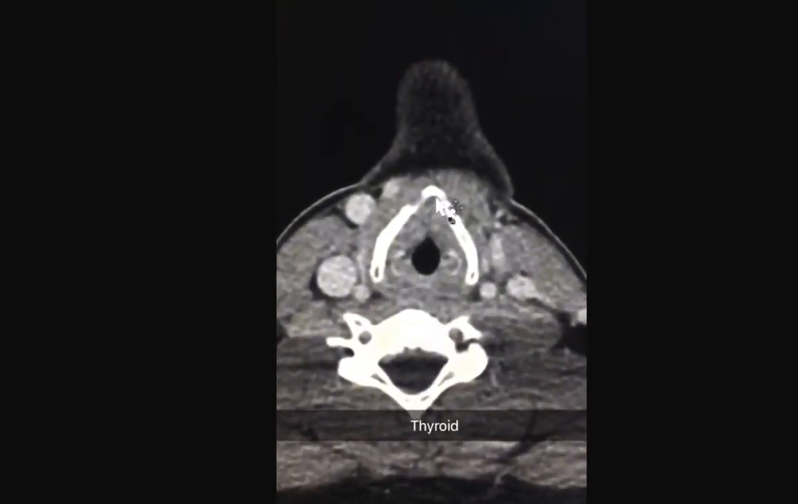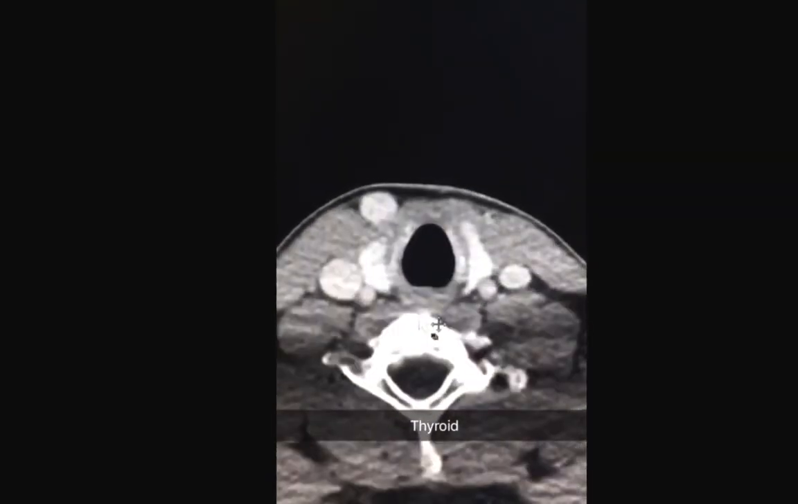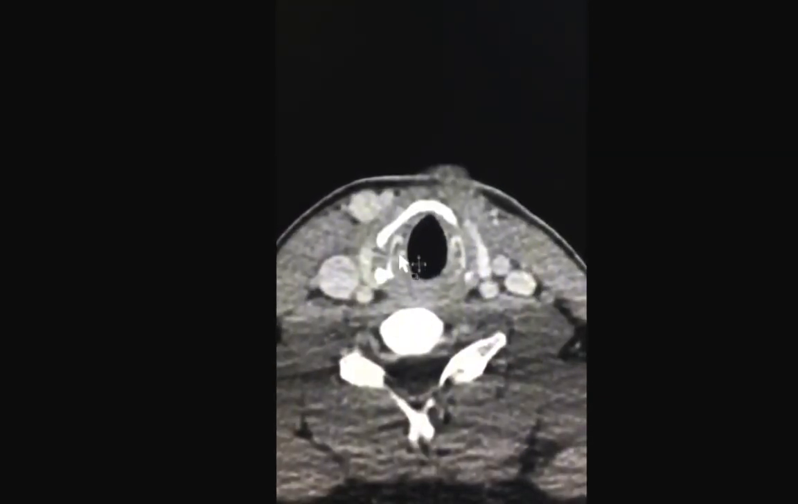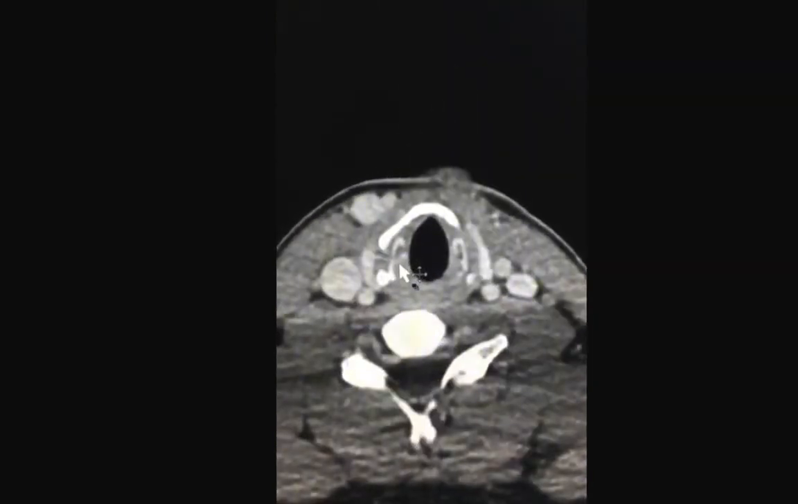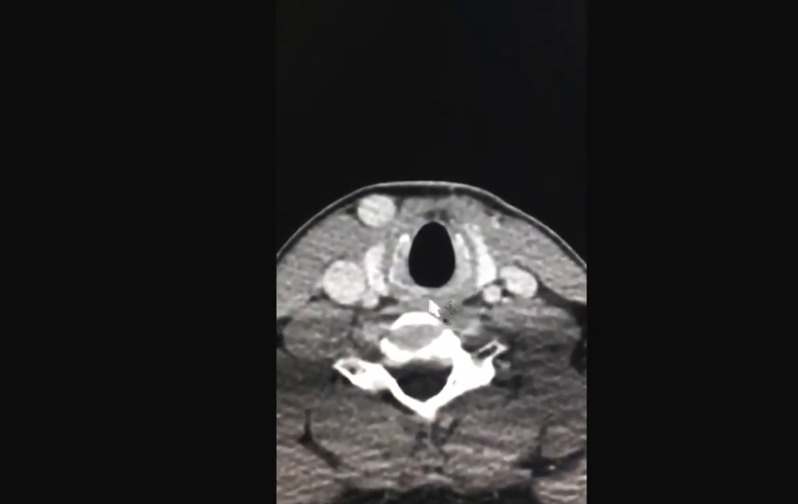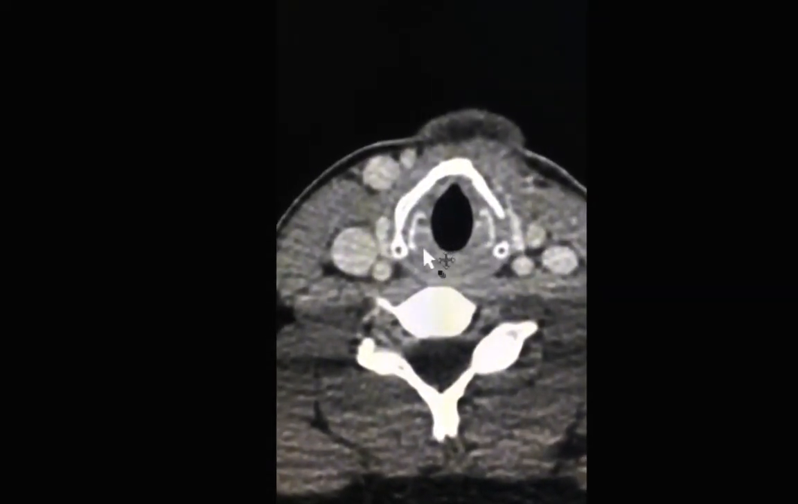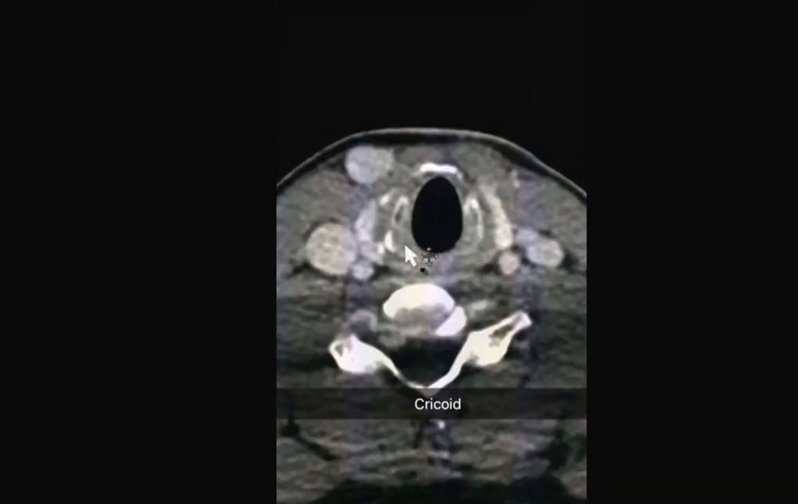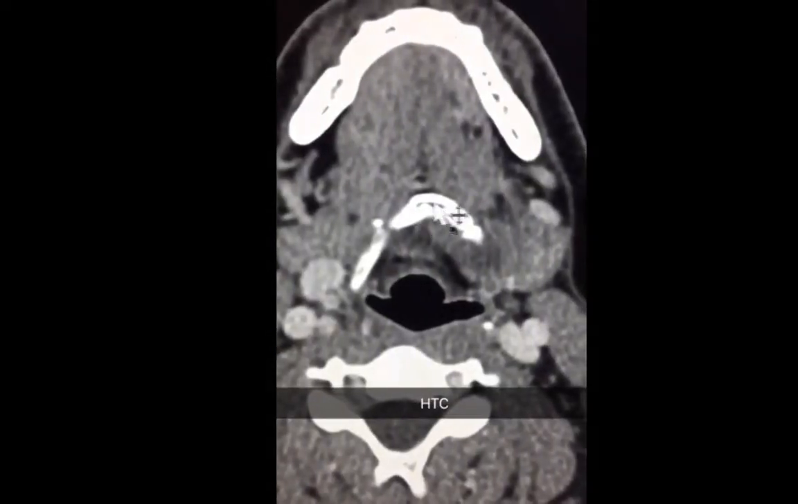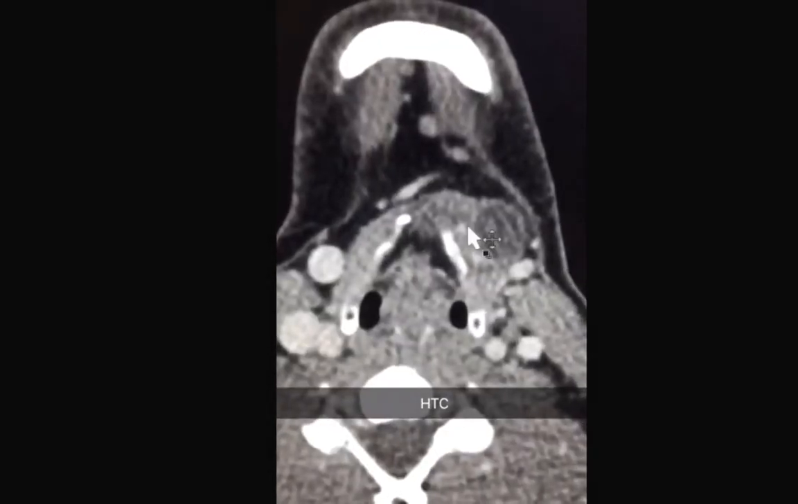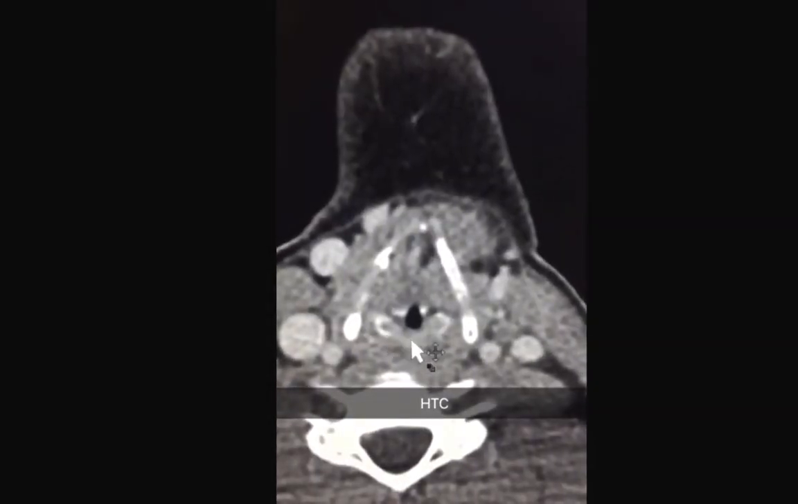This cartilage is the thyroid cartilage, and at almost the same level or slightly lower in relationship to the thyroid cartilage, you see this rounded or semi-rounded structure. This is the cricoid cartilage. So from above below you have the hyoid, the thyroid, and cricoid, HTC.